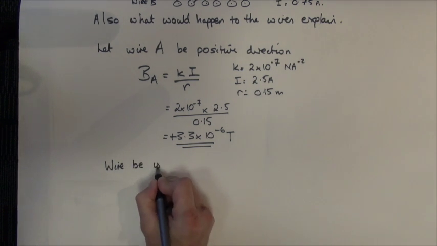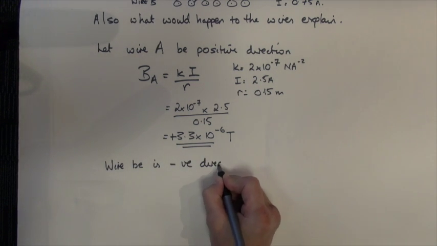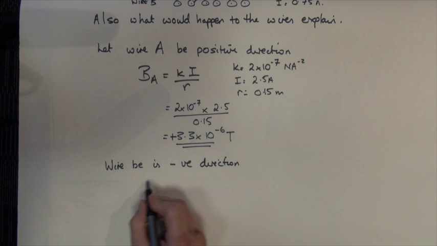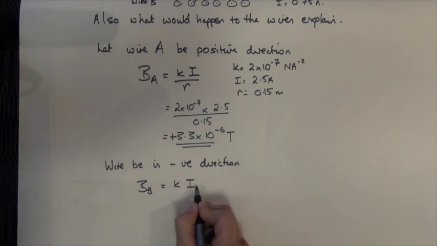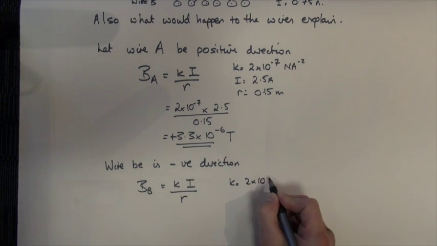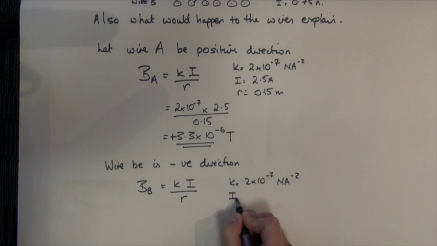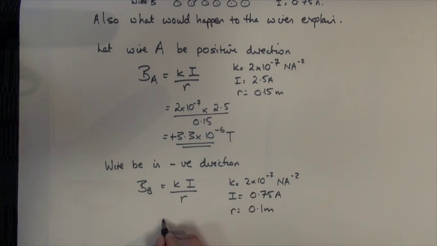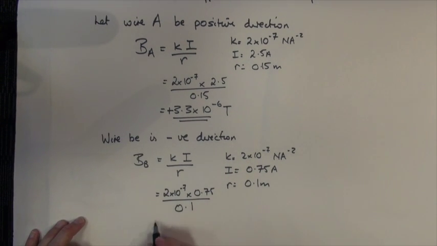Now wire B is going in the opposite direction. So as a result, we'll make this negative. So it's the same formula, K times I over R, where I is 0.75 amps, R is 0.1 meters. We're going to substitute that into our equation. Here we go, and we get negative 1.5 times 10 to the negative 6 Tesla. That means it's going in the opposite direction.